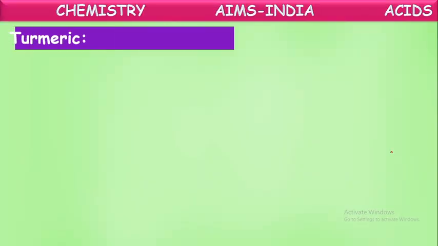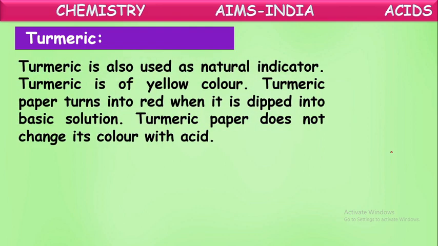Next, one more natural indicator: turmeric. It is very familiar to us; in our homes we use turmeric for domestic purposes in food items. Turmeric is also a natural indicator. Actually, we know turmeric is yellow in color. Turmeric paper turns red when it is dipped into basic solution. Turmeric paper does not change its color with acids. Yes, turmeric paper can be used to identify bases.